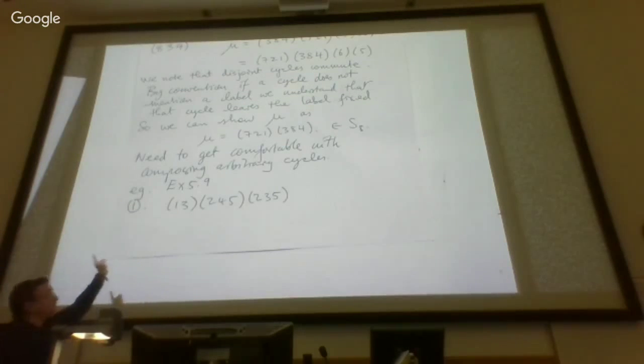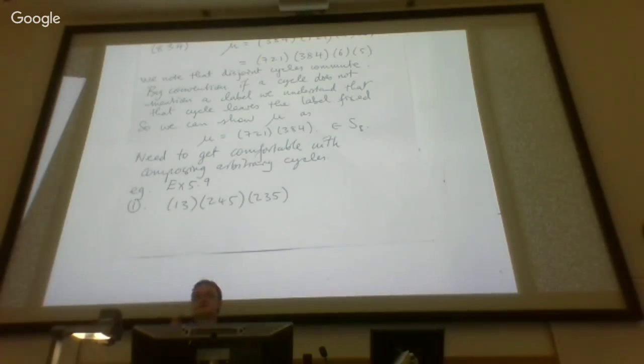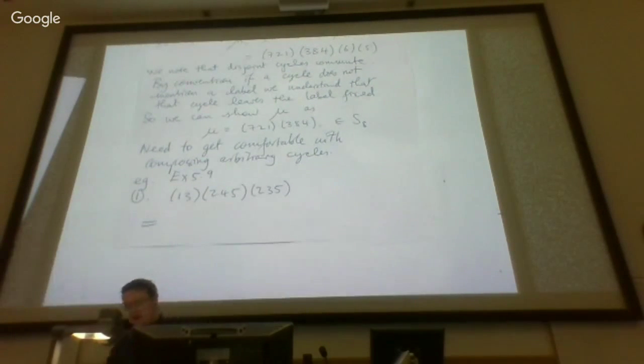Well, you notice here now, it's a product of cycles, a composition of cycles, but the cycles aren't disjoint. 2 is mentioned in a couple of them, 3 is mentioned in a couple of them, 5 is mentioned in a couple. So they aren't disjoint cycles, and we're going to compose them in this order. What we're going to do is try and construct the disjoint cycle composition of them.